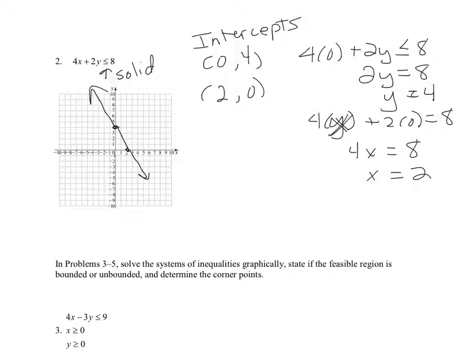And now we have to determine where to shade. So again, pick a test point. 0, 0 is the easiest one to use. If I were to plug in 0 for x and 0 for y, I'd have 0 plus 0 is less than or equal to 8, which actually is true. And that tells me this would be where I want to shade.